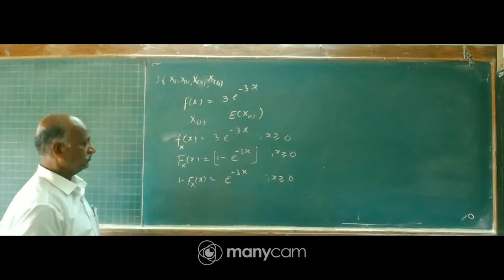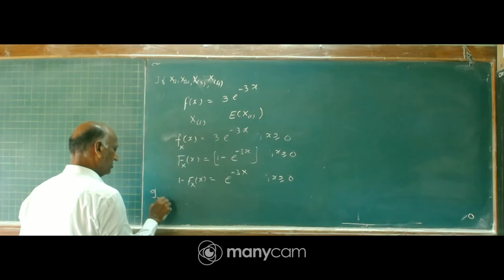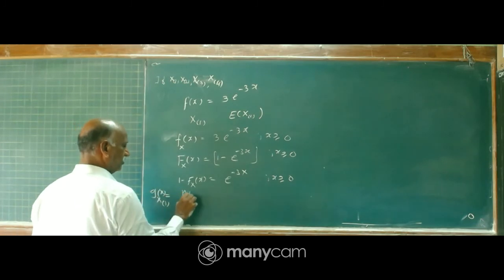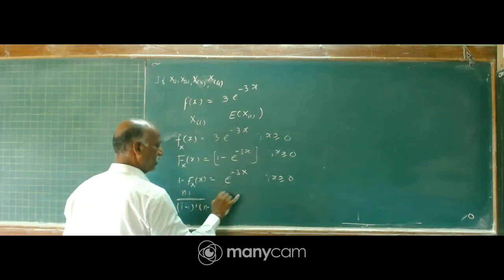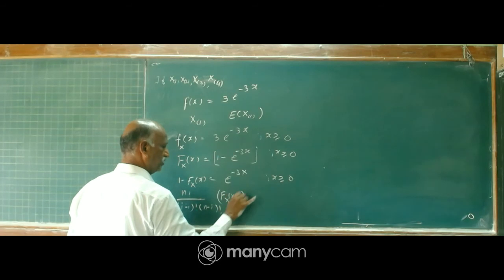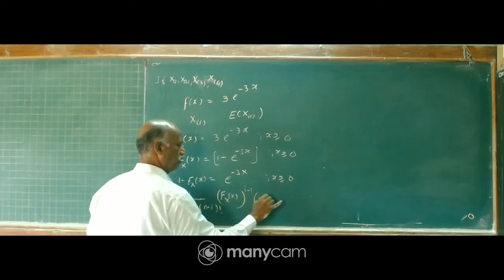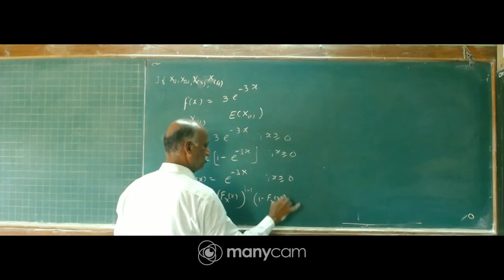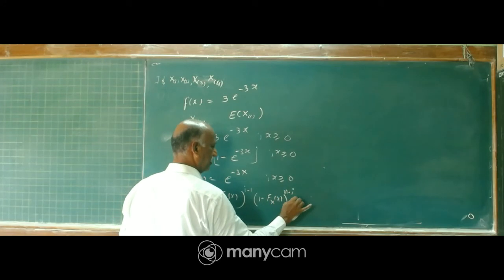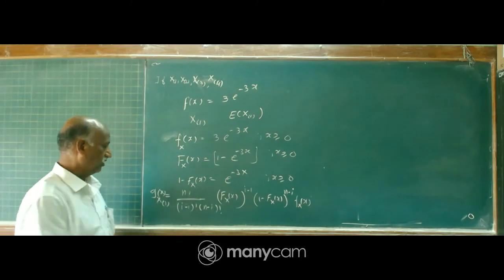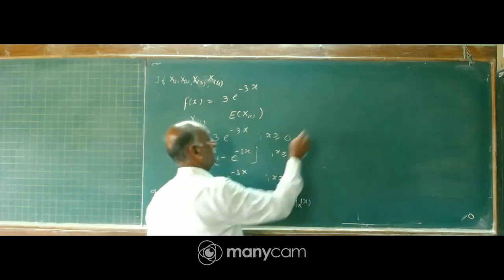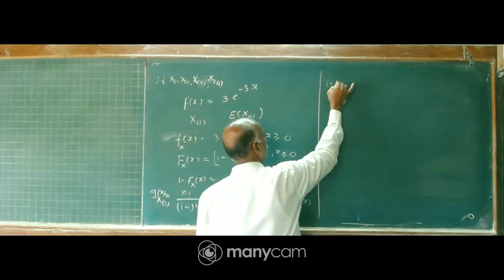Now we have to obtain the probability density function of X order 1. So let us write again: g of X order i at x is equal to n factorial divided by (i minus 1) factorial times (n minus i) factorial, then F(x) raised to i minus 1, 1 minus F(x) raised to n minus i, and f(x). This is the probability density function of the ith order statistic.